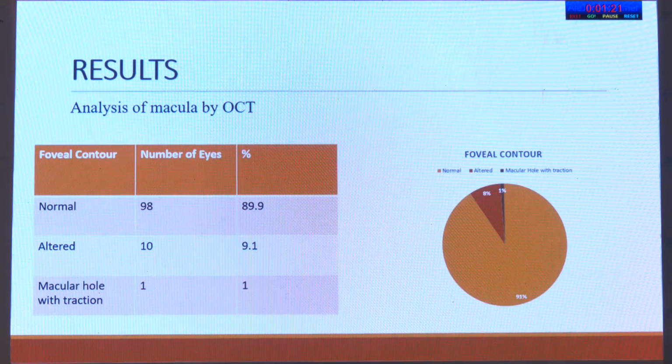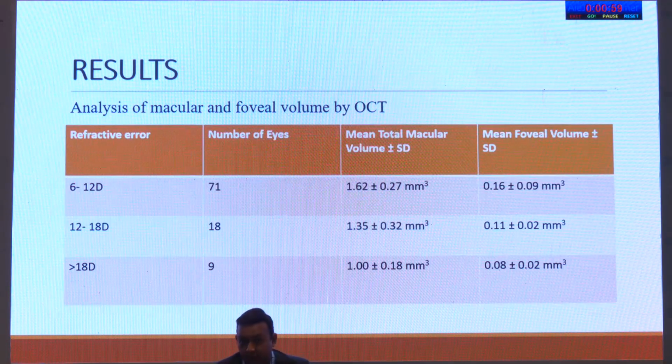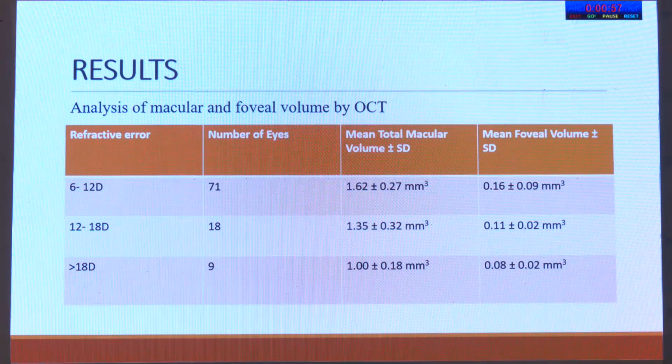Analysis of OCT of macula: altered OCT macula was present in only 10 eyes, that is 9.1%, with macular hole with traction in only one eye. As we can see in this slide, the mean macular thickness decreases with the increase of the refractive error. Then the foveal volume and the analysis of macula: here we can also see the decrease in the macular total volume as the refractive error increases from 6 to higher, above more than 18 diopter.